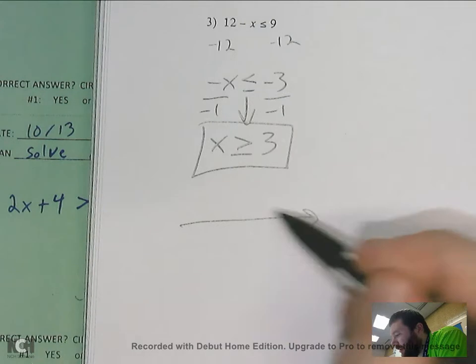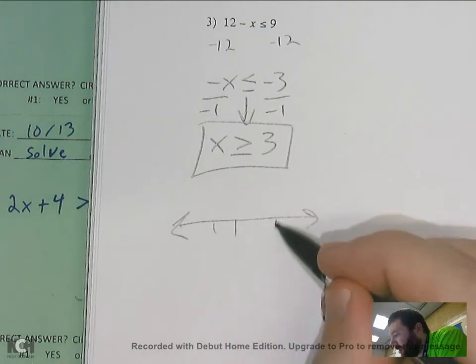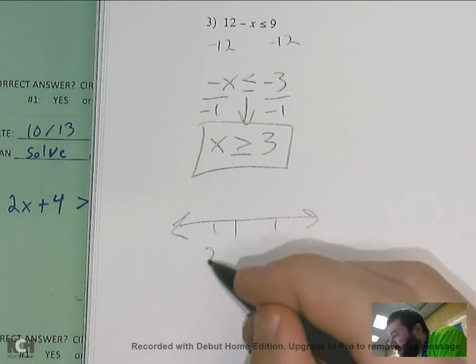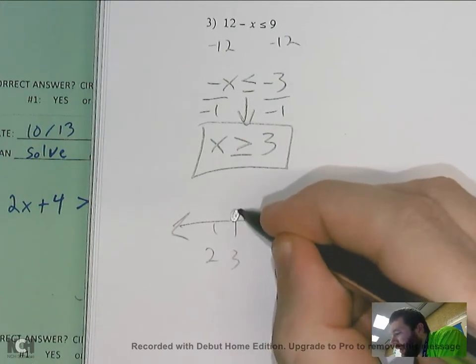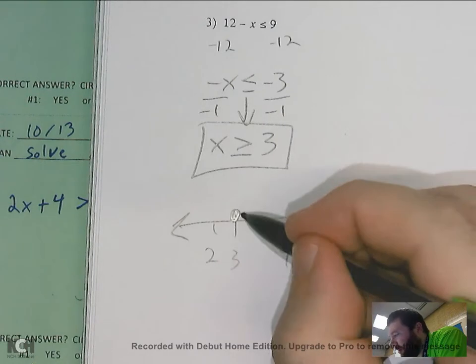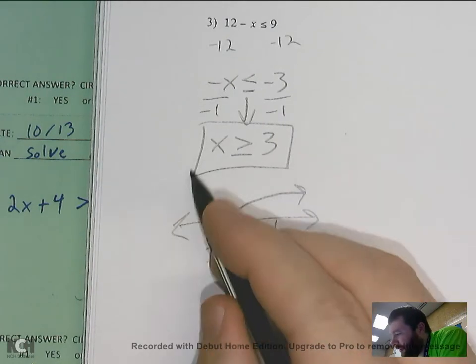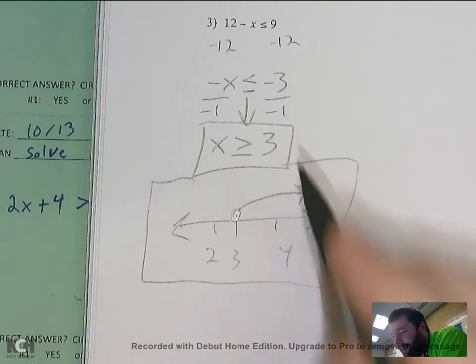Then I graph it. So do my number line, 2, 3, 4. It's going to be a closed circle, and it's eating the variable, so it's going to go to the right. Okay, so there's my second answer.